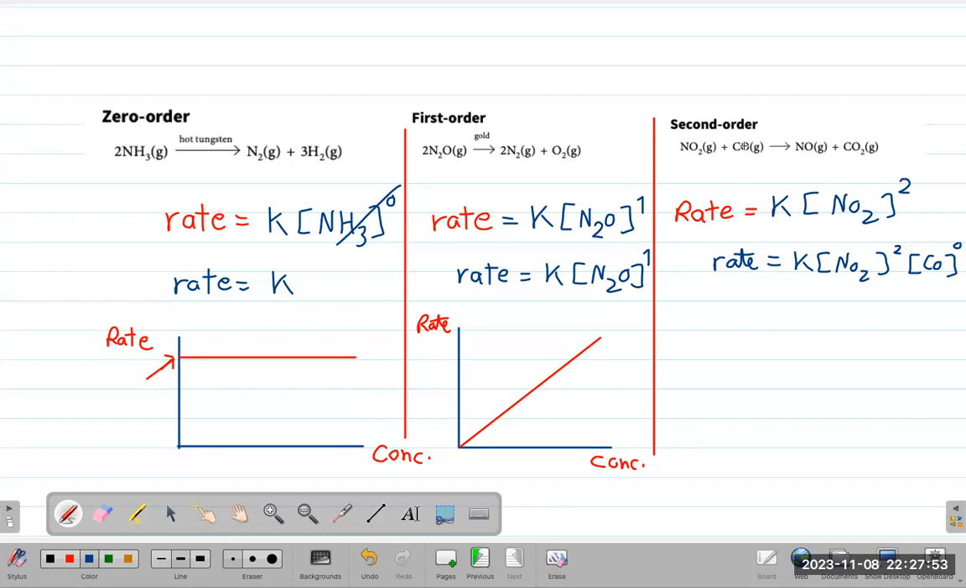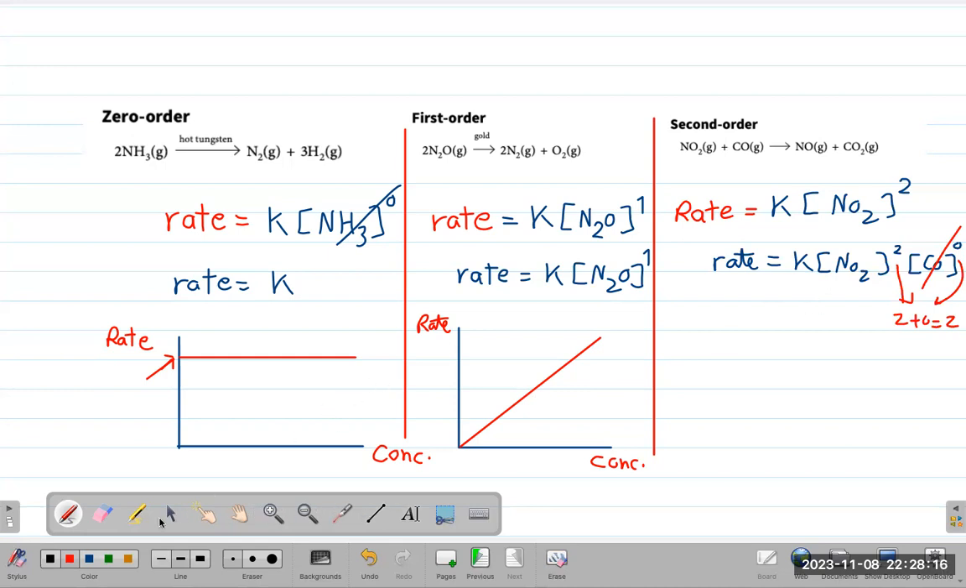CO is zero order, which means that when you add 2 and 0, you get 2. That's why there is no point of keeping the CO term, so you cancel it out. Anything to the power of 0 is 1. You just write it as it is: rate is equal to K multiplied by the NO2 concentration to the power of 2.